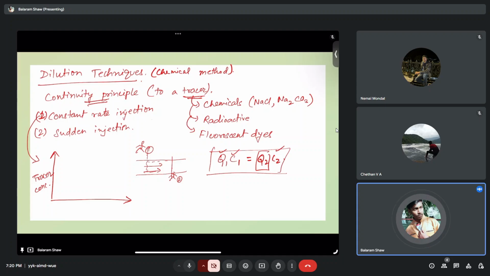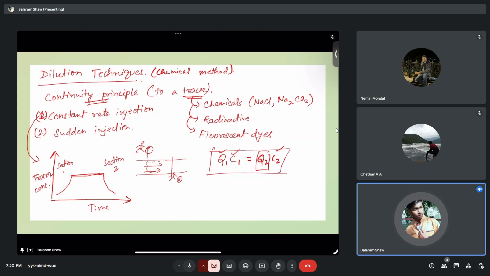Okay, so in the constant rate injection, what we see is that it simply increases, then becomes kind of a plateau, and then again it decreases. So this is section 1 and this is section 2. Because of this plateau kind of curve, we say it is the plateau gauging method. Okay, so it happens with time.